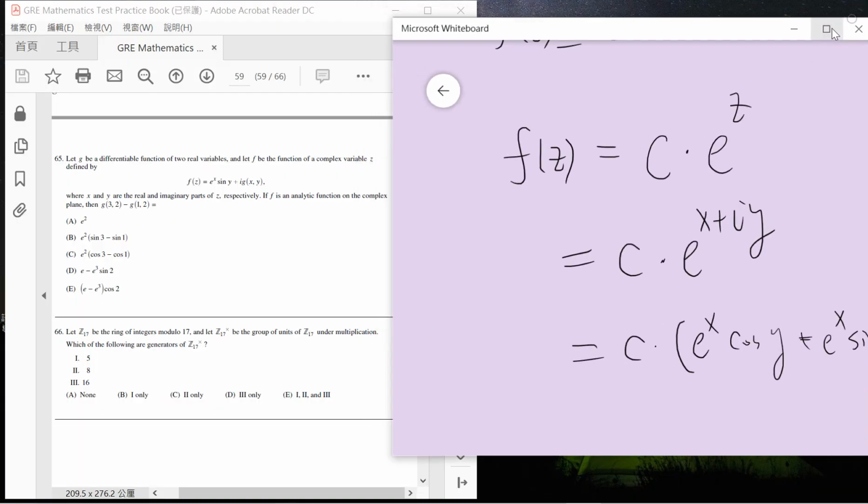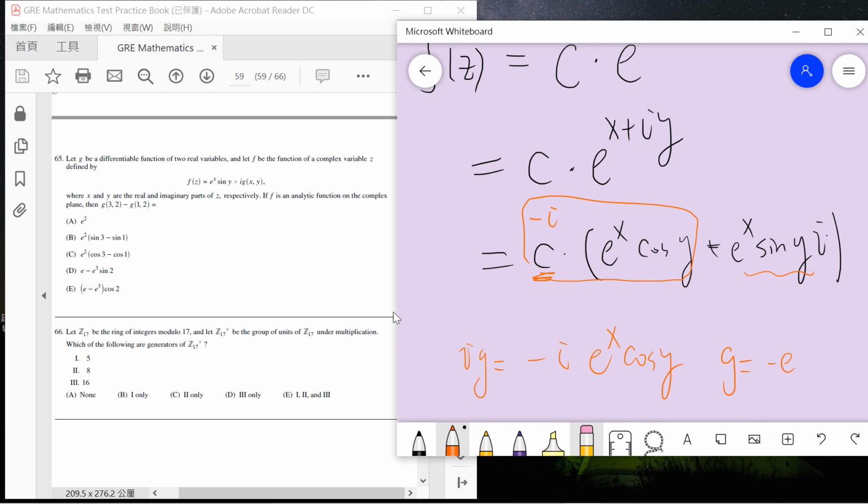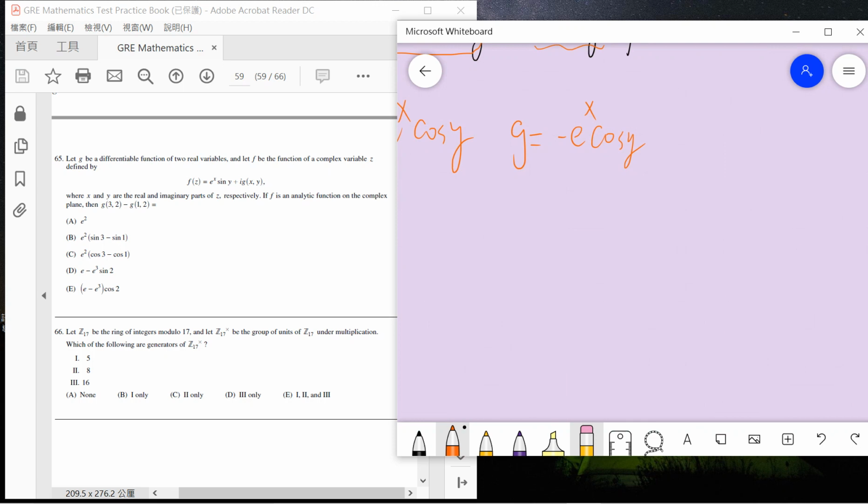There's an I term, and you see that the first term in here is exponential x sine y. So this tells you that this c should be minus I, because the minus I squared is 1. So you know that the I of G should be this part, minus I exponential x cosine y. So G is minus exponential x cosine y. So this is the answer.